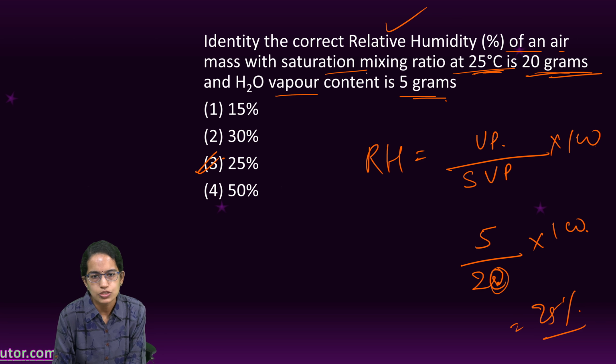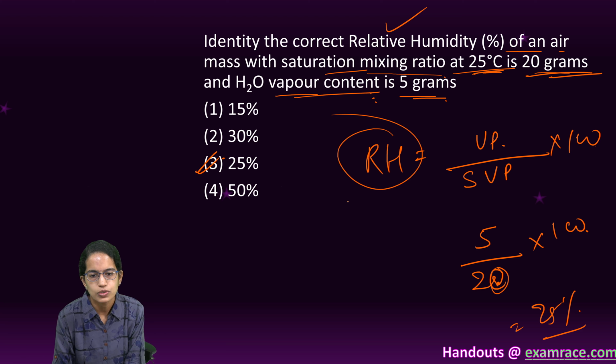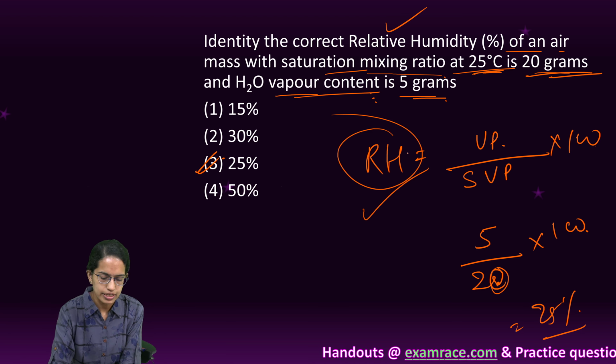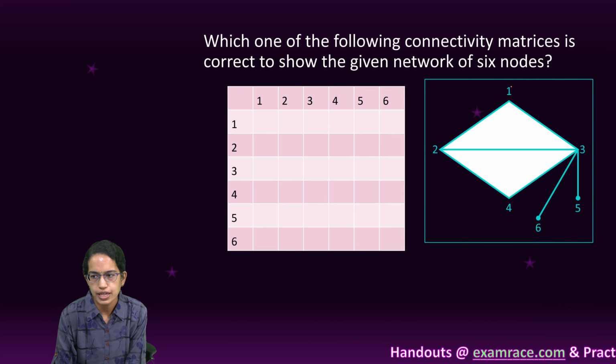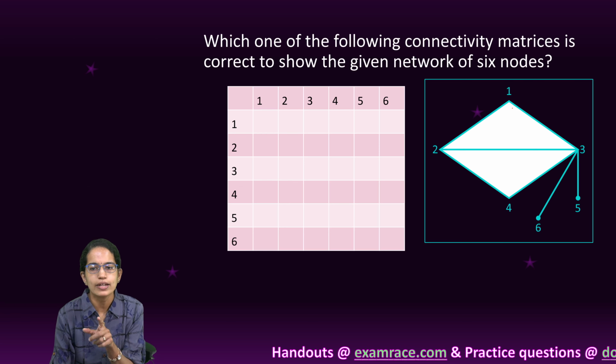So 25% is the relative humidity of the air. So when you have the saturation mixing ratio which is given and the vapor content which is given, we can find out the relative humidity. A very direct and an important question. The next question is again important. Now here you have to identify the networking matrix. So you have to identify 1 relates to what.